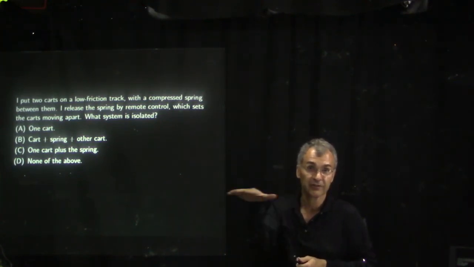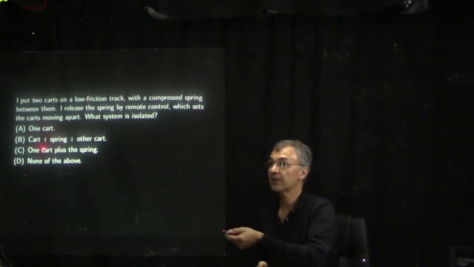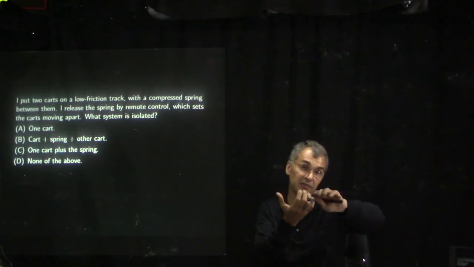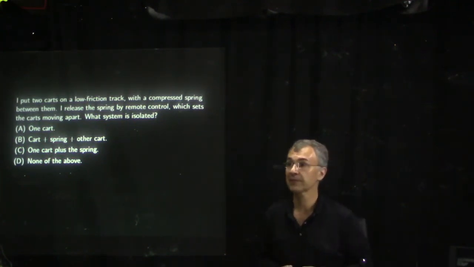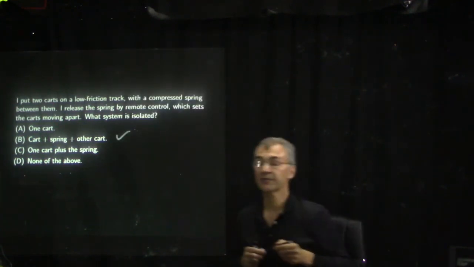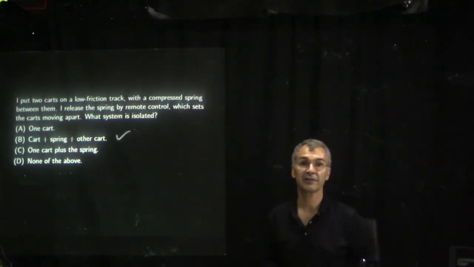We're considering the horizontal axis. One cart plus a spring. No, one cart plus a spring is not an isolated system because the other cart is pushing on that system. So I only like B here. Bravo. Cart plus spring plus the other cart. That is an isolated system.